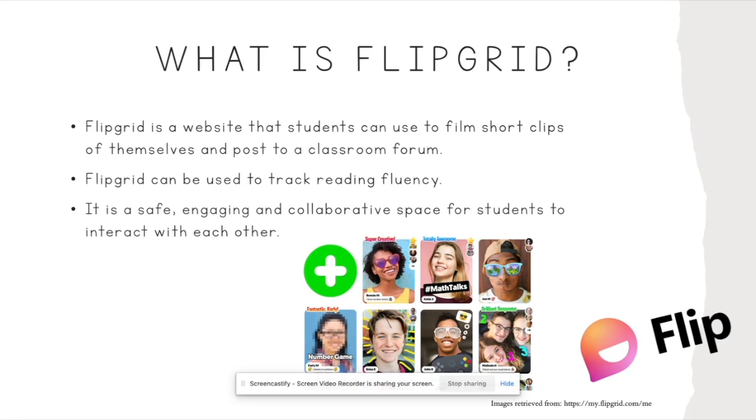Being previously in special education, this was my tool for tracking reading fluency goals on IEPs because it is just a really easy way to have everything that you need on a forum. And it's only accessible by a link. And so I would use FlipGrid to have an actual representation of what my students were doing every 2 weeks when I would track it. But it is a safe, engaging, and collaborative space for students to interact with each other. I really, really enjoy FlipGrid.